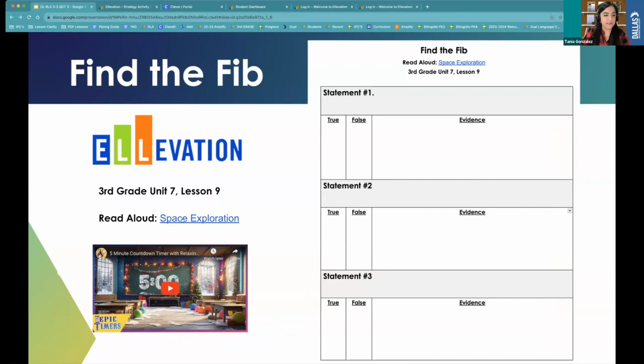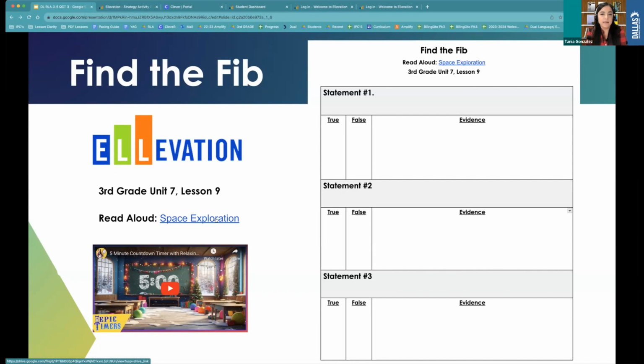As you can see here in your presentation, you have the read aloud. It is an example for 3rd grade. It is included in Unit 7, Lesson 9, and it is about space exploration. So what you're gonna do is open this link. I'm gonna set the timer and you're gonna try to read the read aloud as fast as you can, because I think in 5 minutes you'll be able to finish reading.